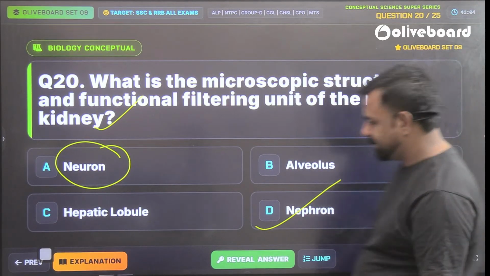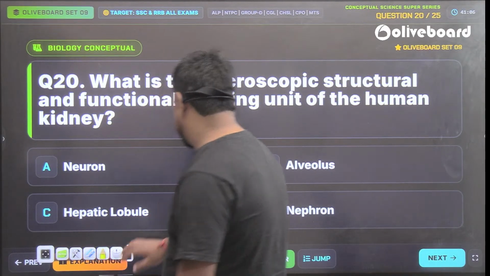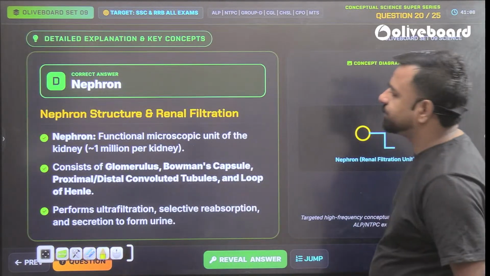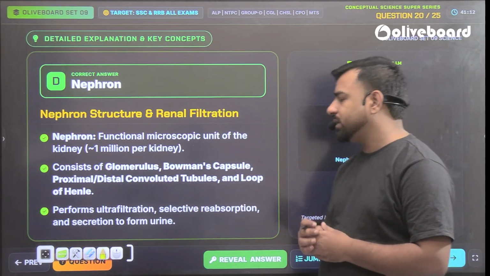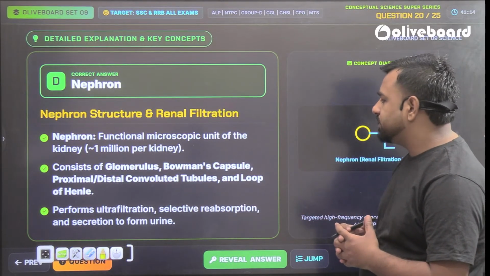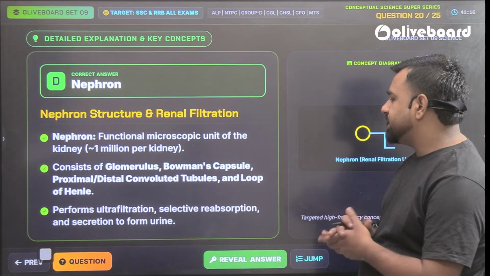What is the correct answer? The correct answer is nephron. Nephron is the functional microscopic unit of the kidney. It consists of glomerulus, Bowman's capsule, DCT, and loop of Henle.